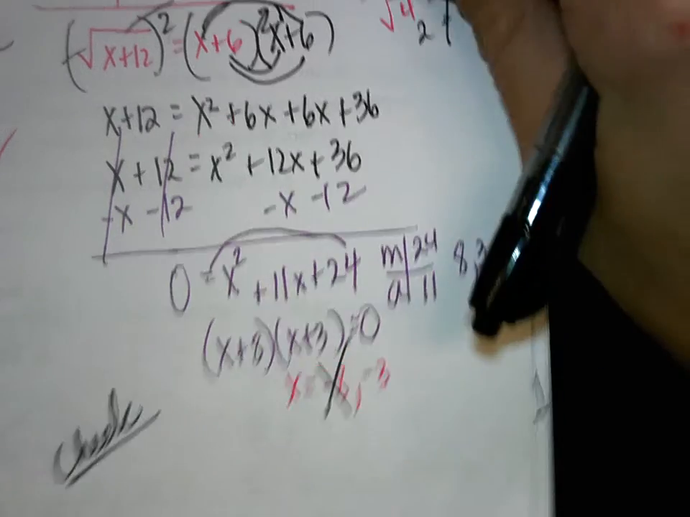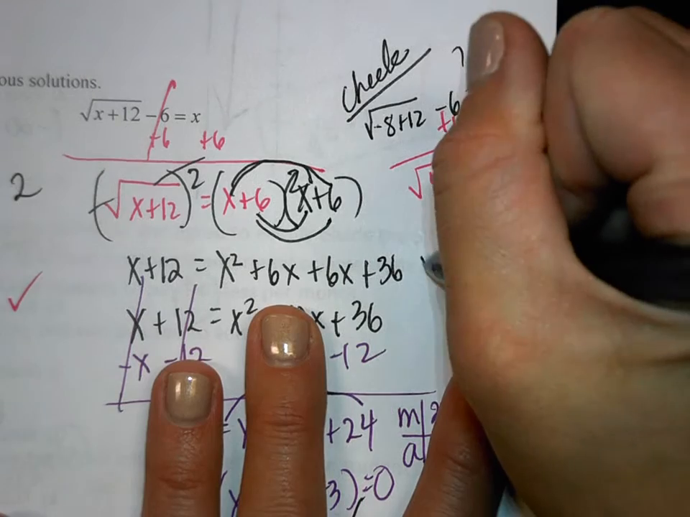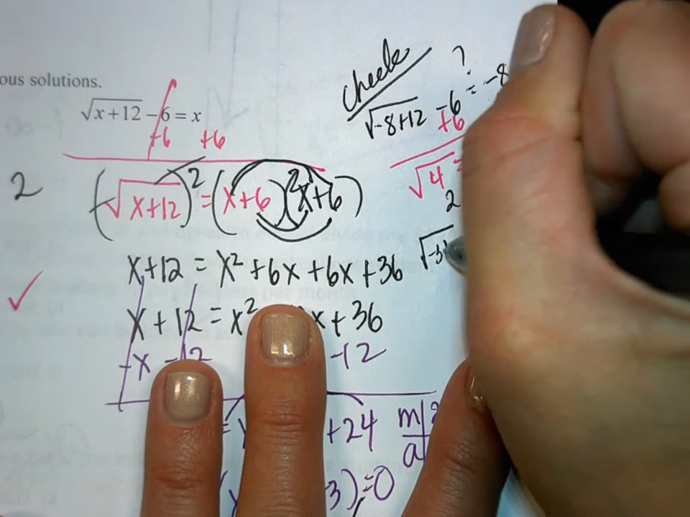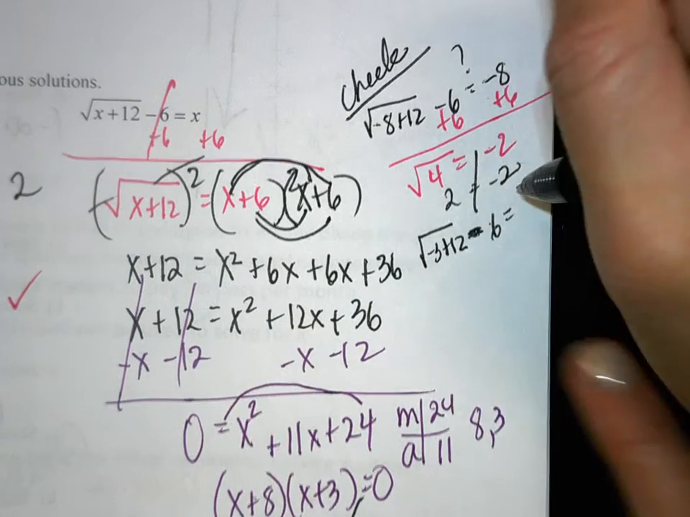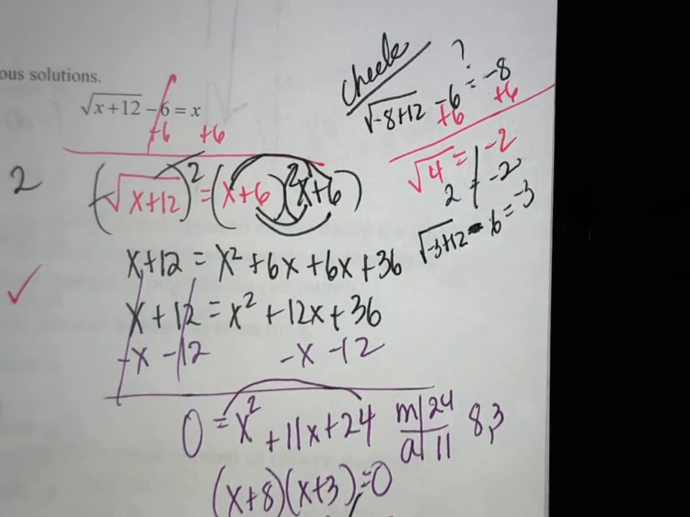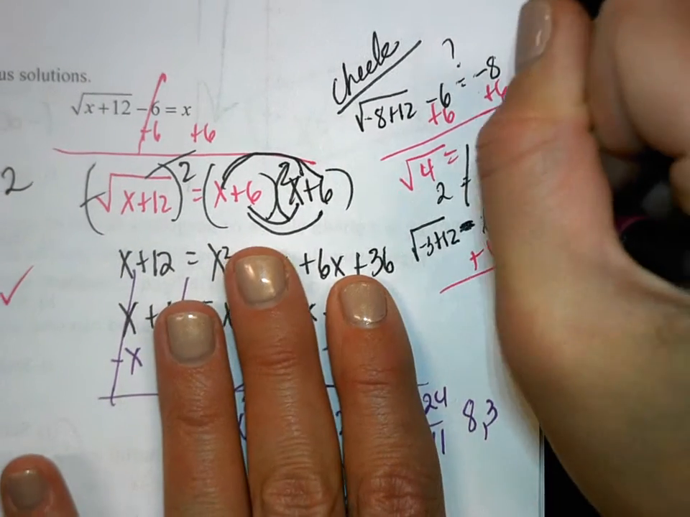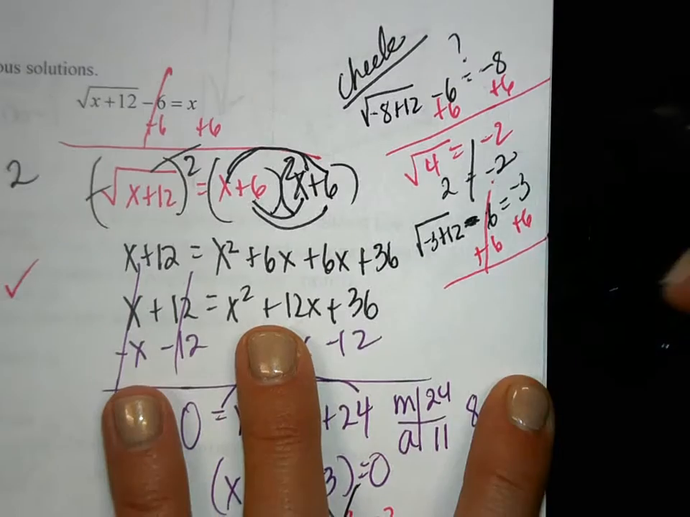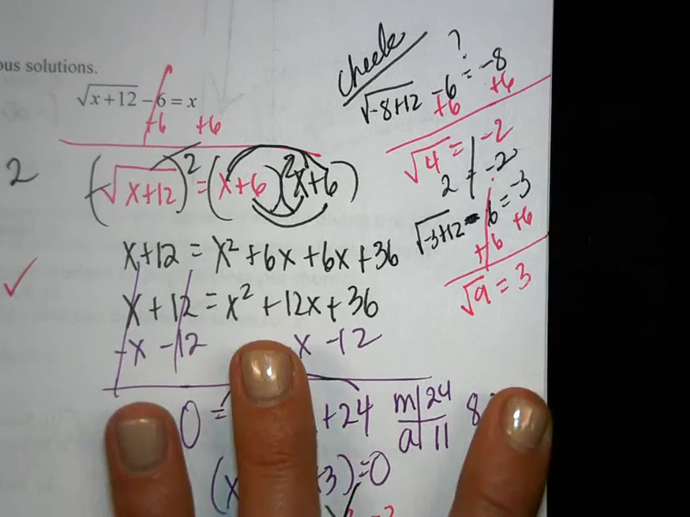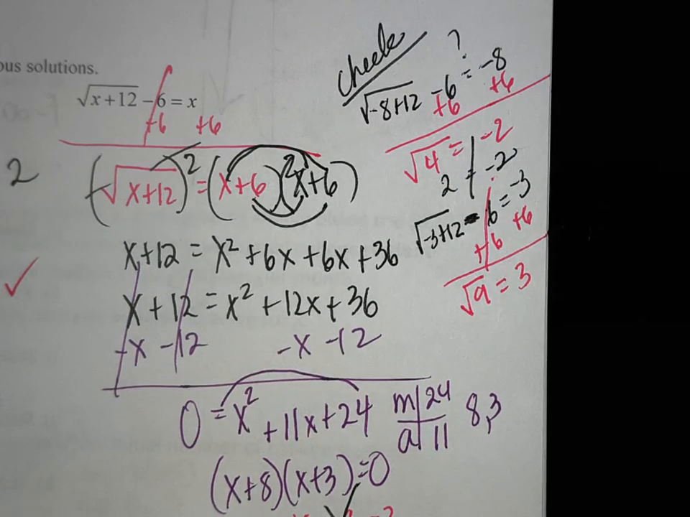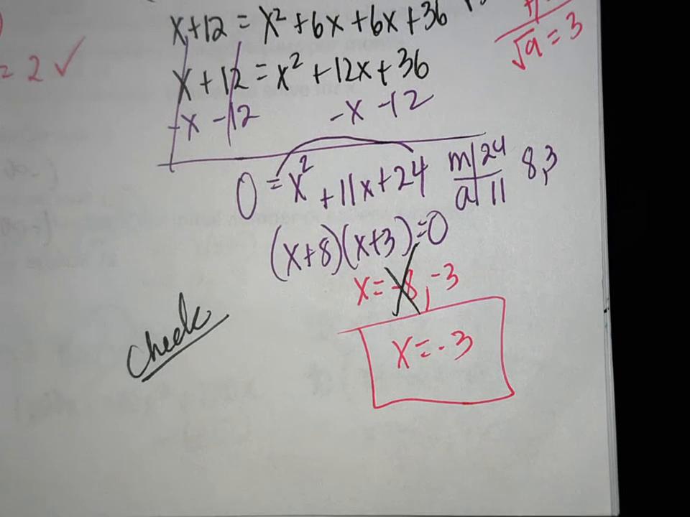Okay, so now I'm going to plug in -3. We're pretty sure -3 is going to work, but you need to make sure. So square root of -3 plus 12, minus 6 equals -3. I'm going to add 6 to both sides. What is 12 minus 3? So square root of 9 equals 3. Does that make a true statement? Yes. So the answer is just x equals -3. Any questions?